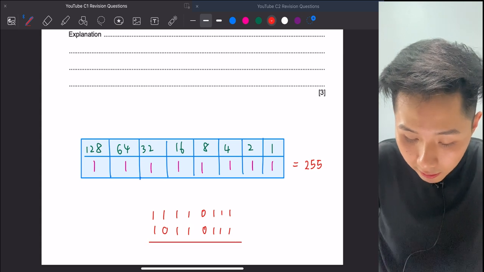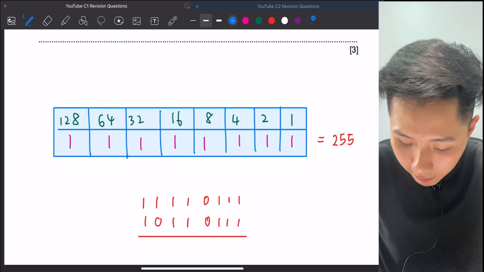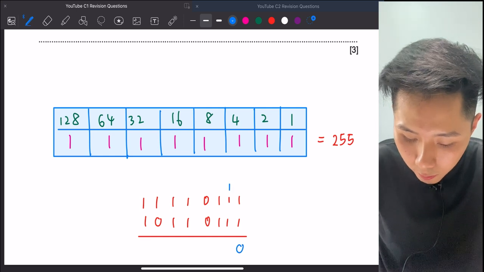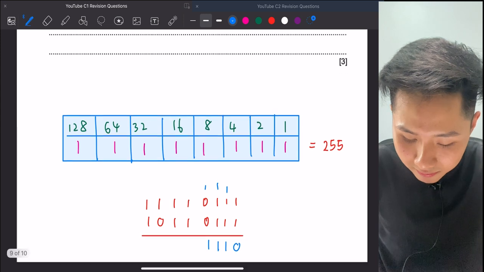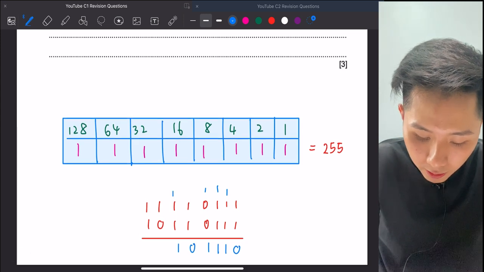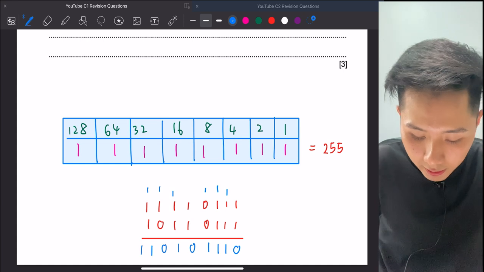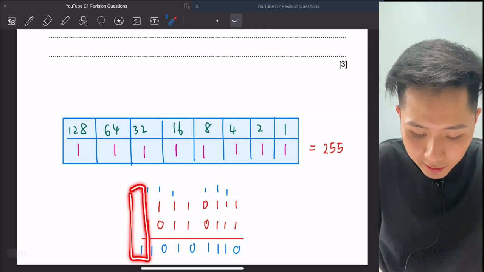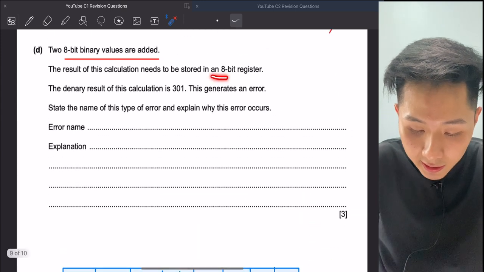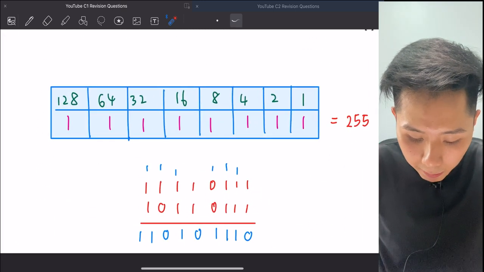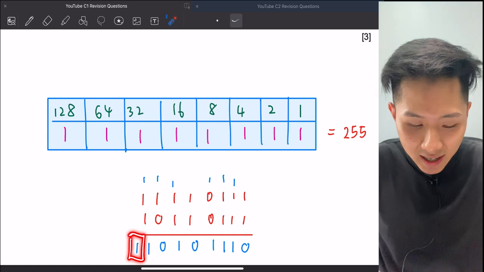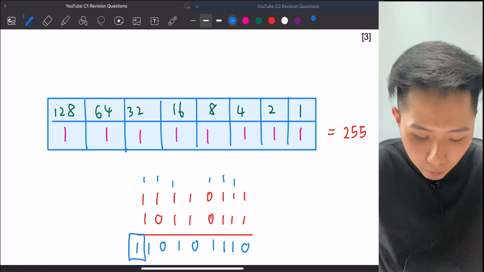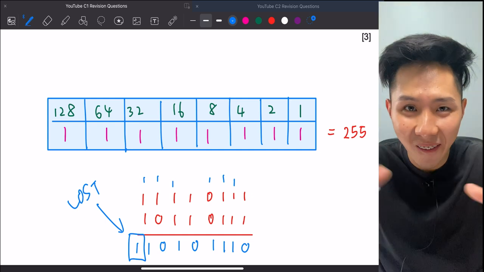When you add them all up, I'll do it again to refresh your memory. 1 plus 1, I got 0. 1 plus 1, 0, carry of 1. And 3 ones added together, I got 1, carry of 1. 1, 1, 1. Then 1 plus 1, 0, carry of 1. So you can see that the register can only take 8 bits, but after the two binaries are added, my result has 9 bits up here. Meaning this bit here will be lost. It will just be gone.